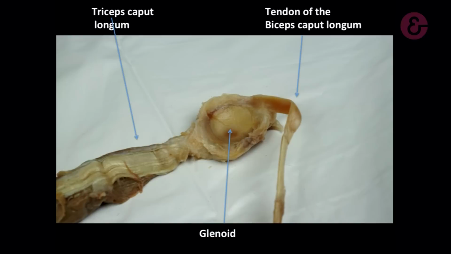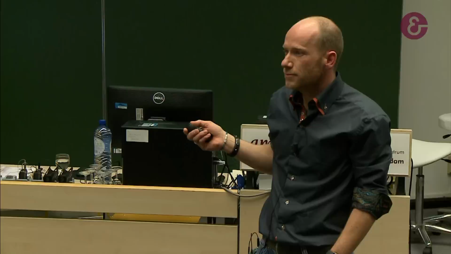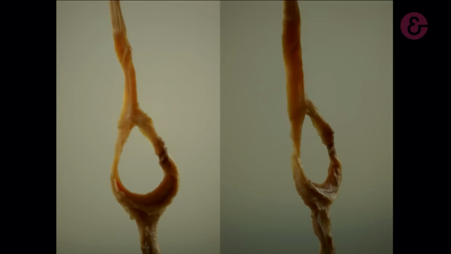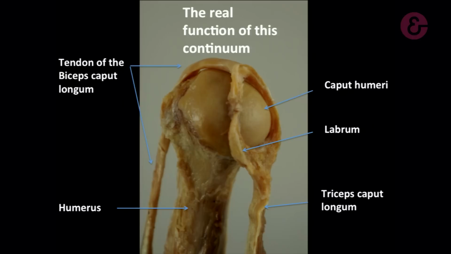And you see a continuum of a structure that isn't written in any book. So here you have the biceps caput longum tendon continuing into the labrum. It's one and the same structure. And the triceps on the lower part of the labrum. So I replaced it on the humerus head. I'm a creative person. So I just positioned the labrum back with the tendons on the humerus head, and I was thinking about what this means for its function?